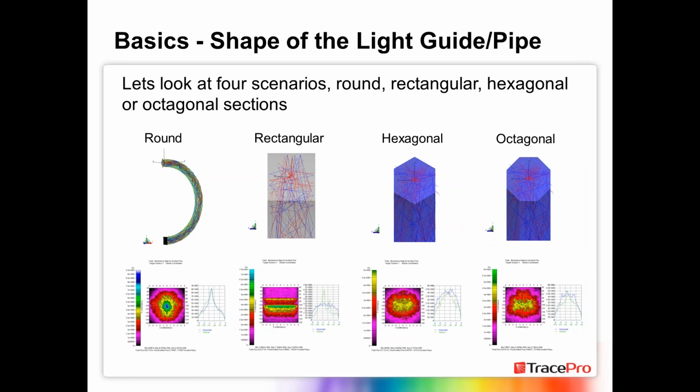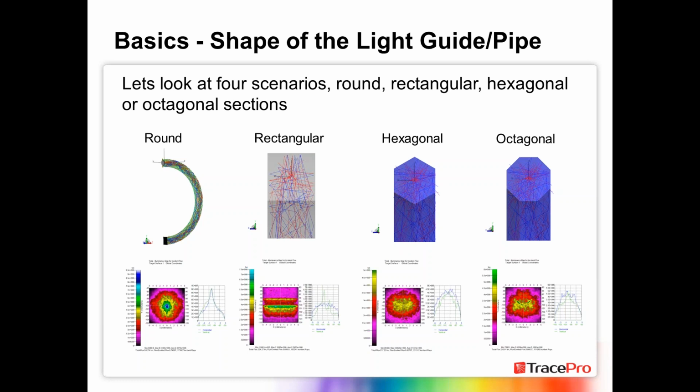Another thing, how about the shape of the light pipe? We can look at quite a different set of shapes. There's 4 scenarios that we can look at quickly here. We can look at round, rectangular, hexagonal, or octagonal sections. Now, these are just using flat type output on the exit surfaces.